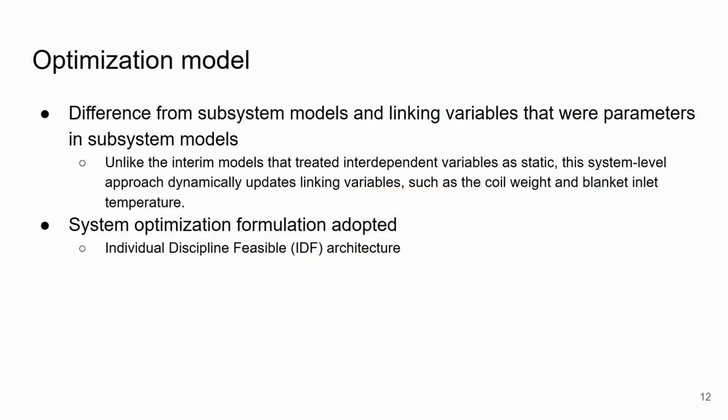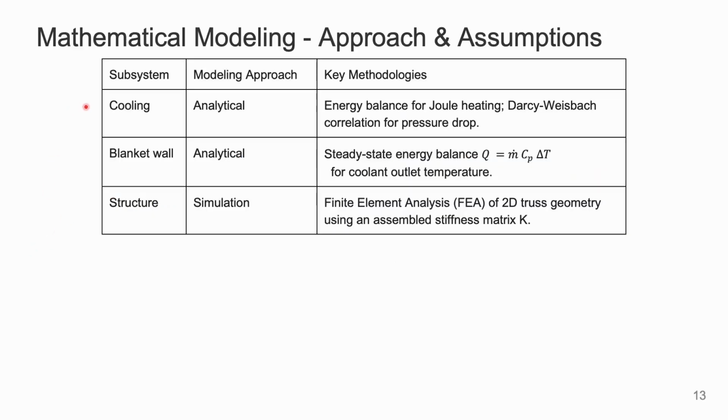The difference from the interim subsystem models is that, unlike those, which treated interdependent variables as static, this system-level approach dynamically updates linking variables such as the coolant flow rate and blanket inlet temperature. Overall, the individual discipline feasible architecture was adopted. Our system uses three modeling approaches. The cooling and blanket wall subsystems are modeled analytically. The cooling uses an energy balance for joule heating and a Darcy-Weisbach correlation for pressure drop, while the blanket uses a steady-state energy balance for outlet temperature. The structural subsystem uses a finite element simulation of a 2D truss with an assembled stiffness matrix.